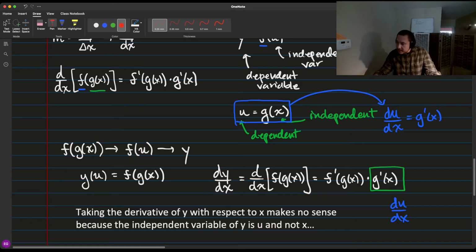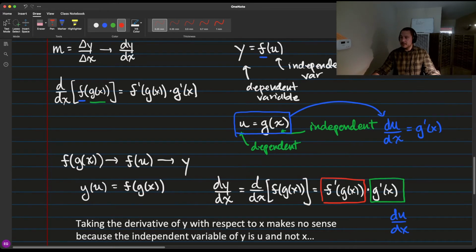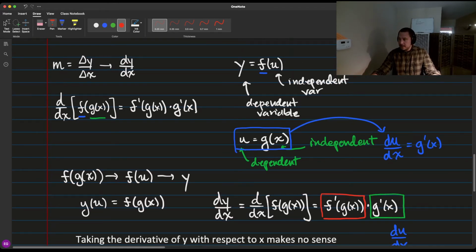Likewise, you can figure out what f prime of g of x should be, because f prime of g of x is the same thing as f prime of u. And because f has its independent variable as u, that's equal to df du, which is actually the same thing as dy du.